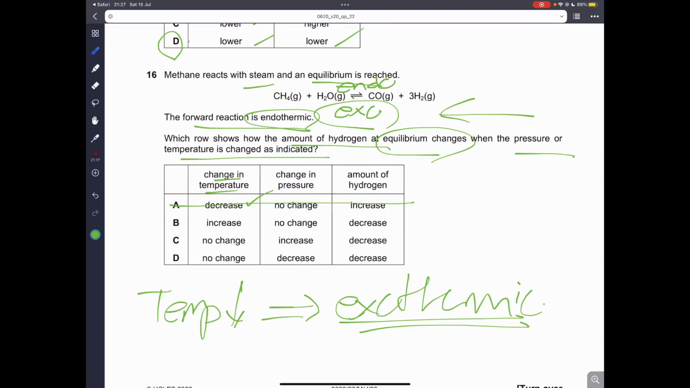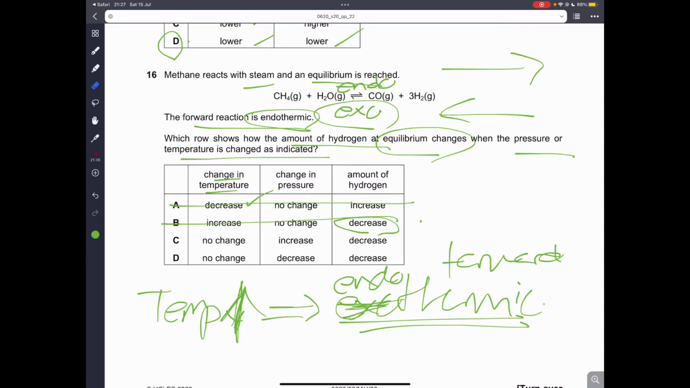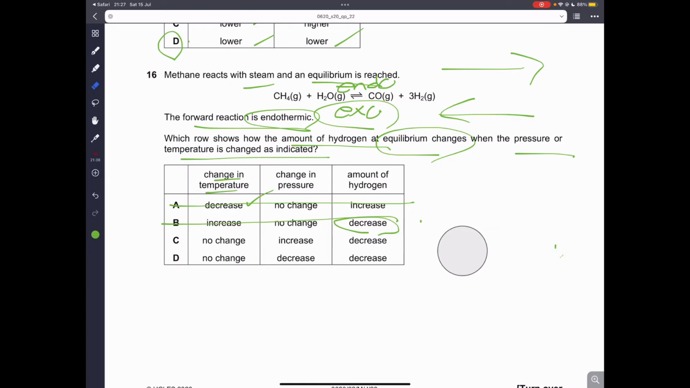If the temperature increases, it will favor the endothermic reaction, which is the forward reaction. The forward reaction is basically this CO plus H2. And so the amount of hydrogen will actually increase, but here it's decreased, so B is the wrong answer. And let's look at C. So C is actually not changing the temperature, no change, but they are changing the pressure.